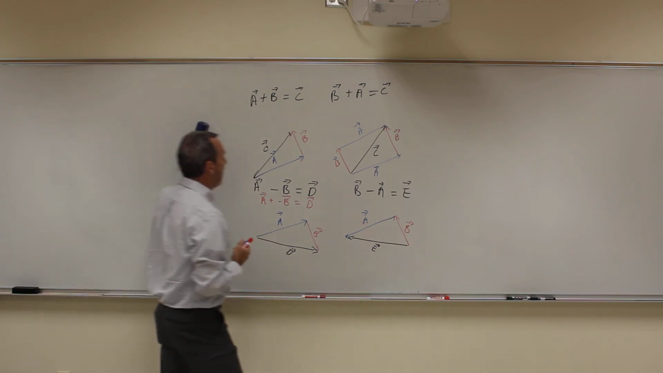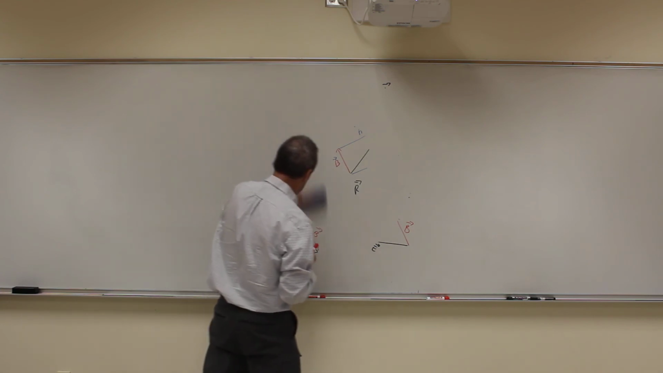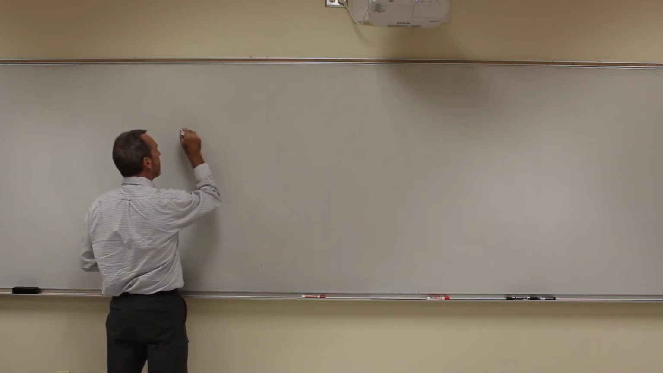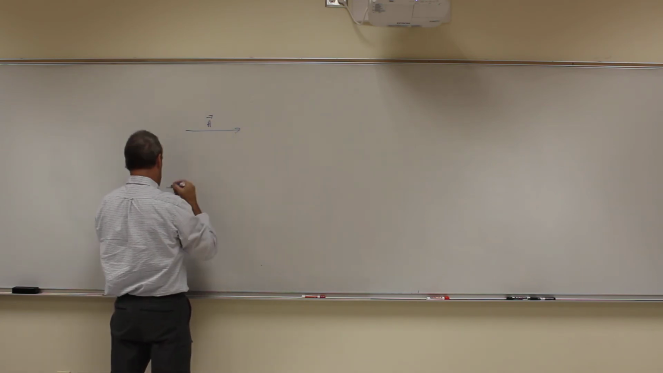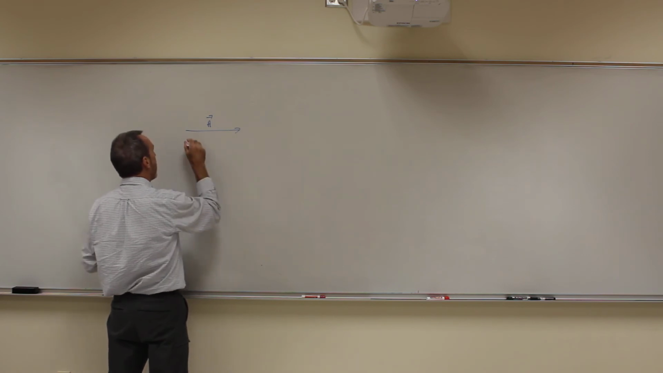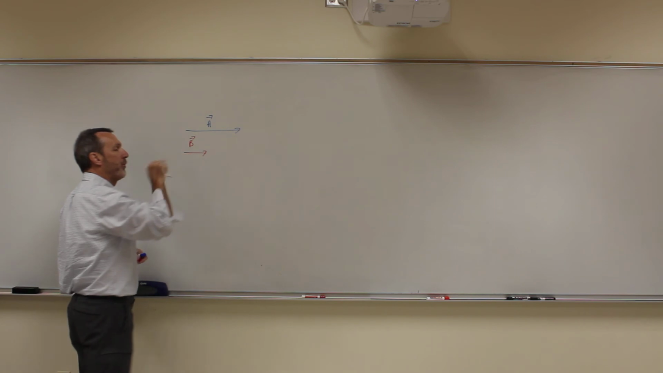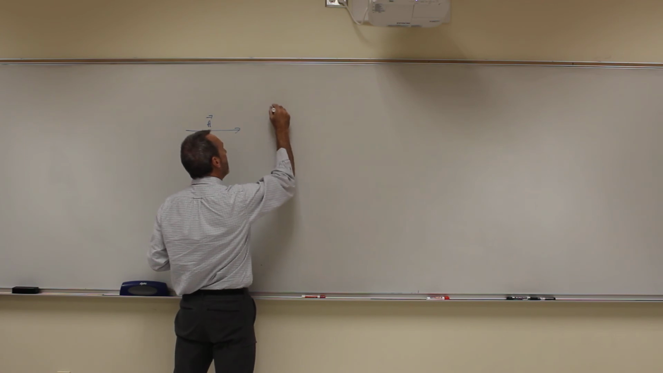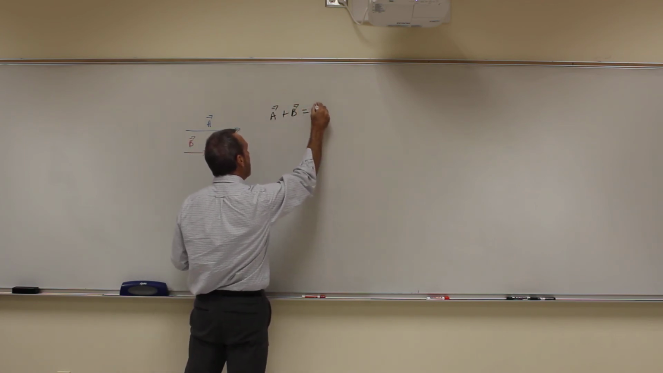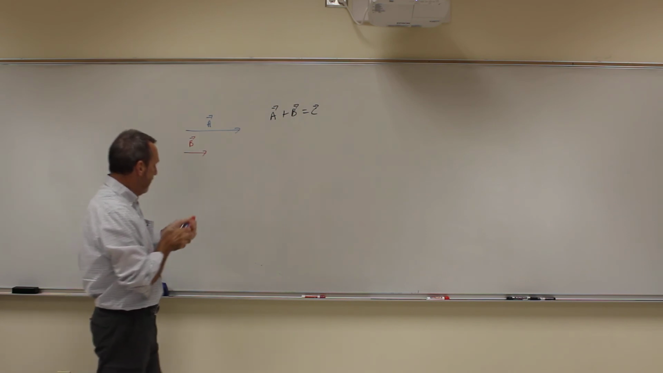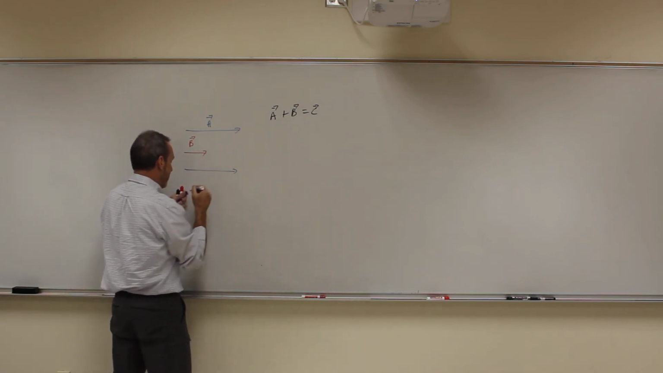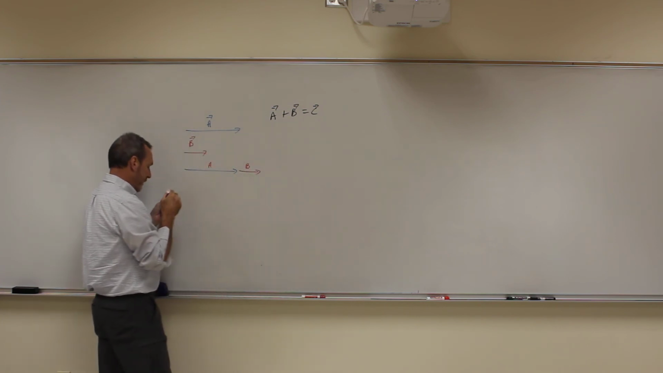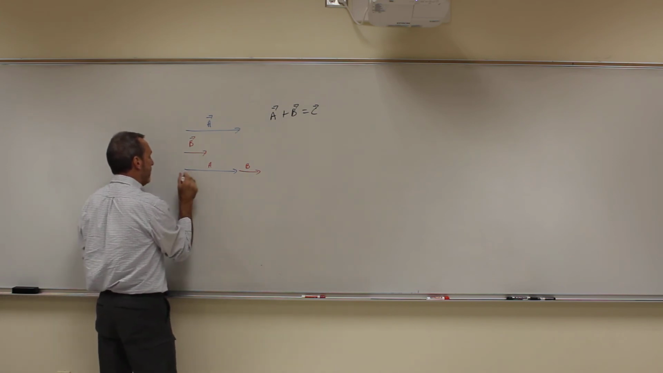What if I have vectors that are in a line? So I have vector A like this, and vector B like this. So they're both going the same direction. Well, then that even makes it easier, because then you do A plus B is equal to C, and when you draw it, it's just going to be A, and then you take B and you add it to the end. This is A, and you're going to get C is equal to the total distance.